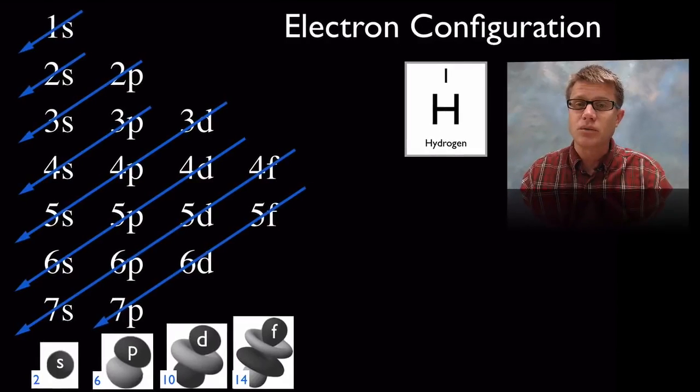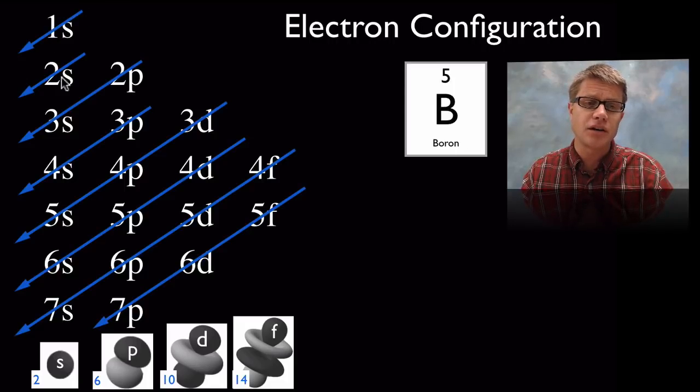Let's start with hydrogen. What's going to be the electron configuration of hydrogen? You're simply going to start at the top, and so it's the 1s shell or orbital or subshell. What we would write is 1s1, and that 1 represents the 1 electron that we have inside that orbital.